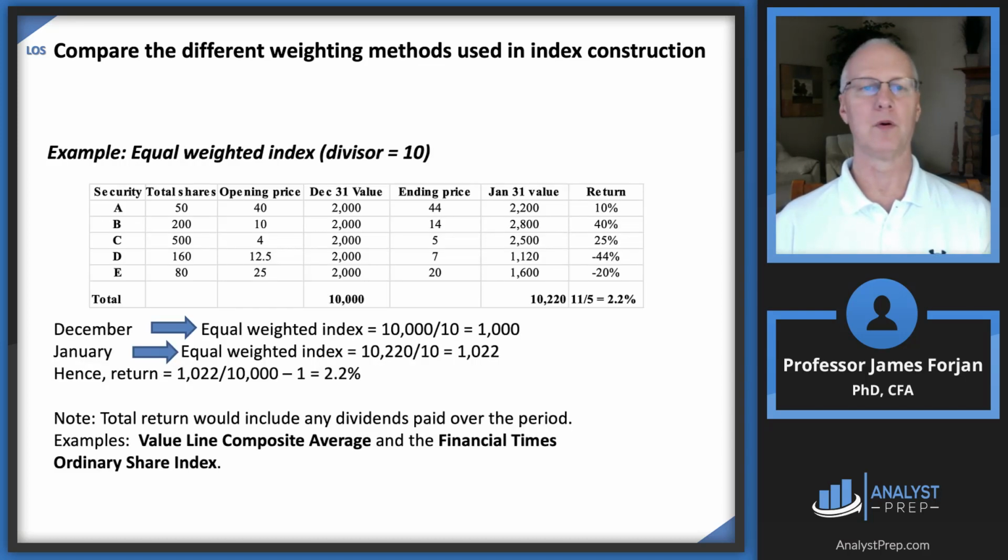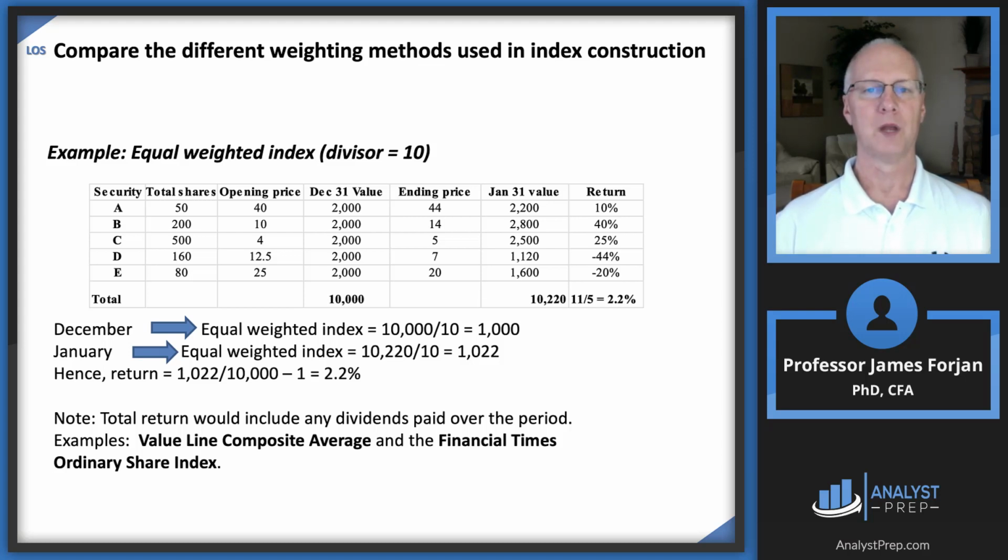Here's a good example. Let's suppose we've got stocks A through E. There are some shares outstanding. There is the opening price. There is the ending price. And there is the individual return for each of those securities, 10%, 40%, 25%, minus 44%, and minus 20%.